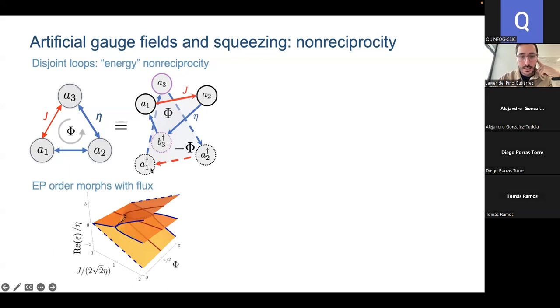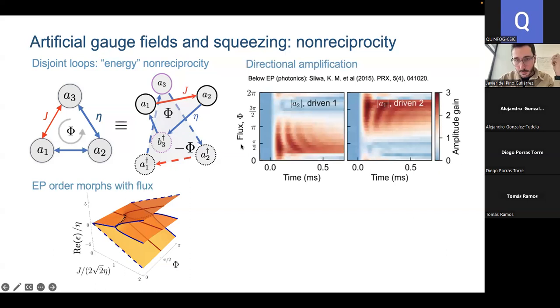If you now calculate again the complex dispersion, you see that through this flux, the dispersion is tuned accordingly. One can tune the order of the degeneracies here. So one can go from a two-fold degeneracy to a three-fold degeneracy, or exceptional points. And more importantly, one can realize directional amplification. These are experimental results. Driving one resonator here and observing the result here depends on whether the flux is forcing you to move in the counterclockwise direction or in the clockwise direction.